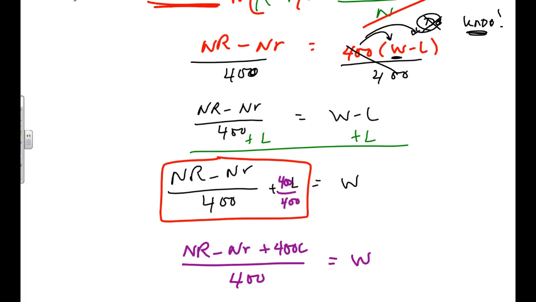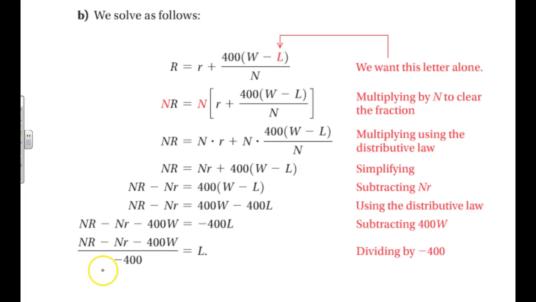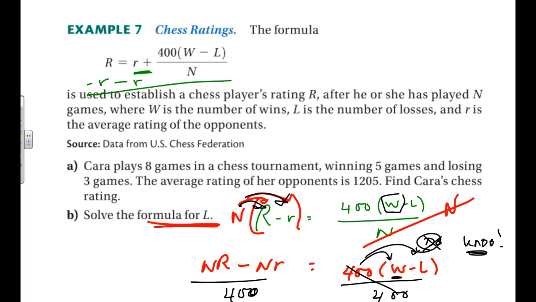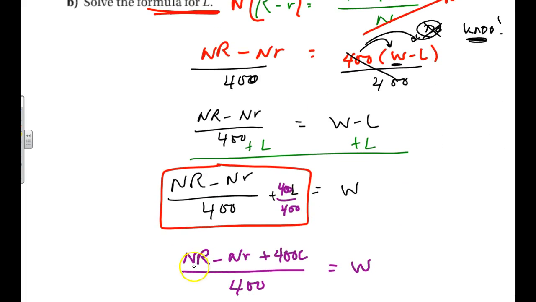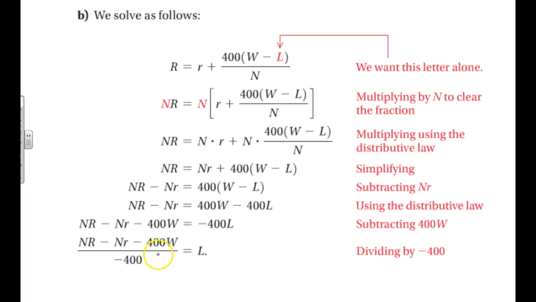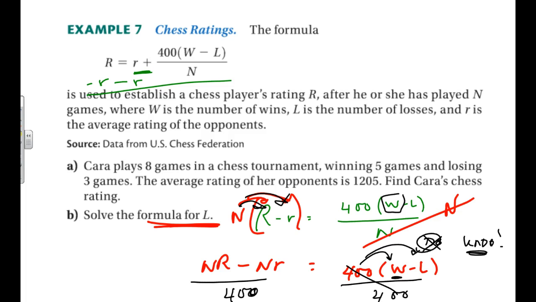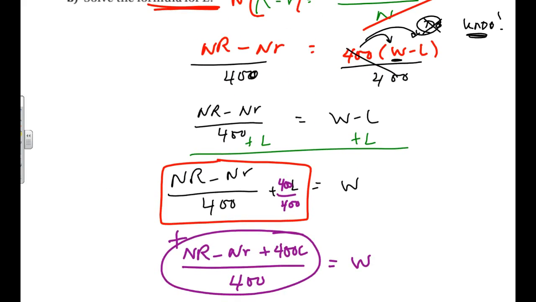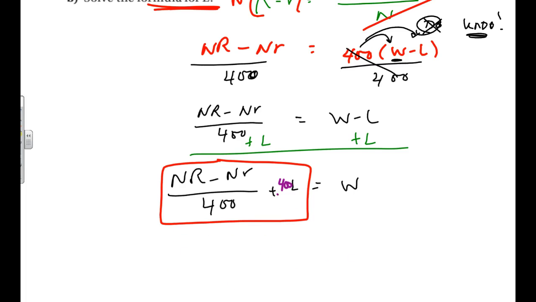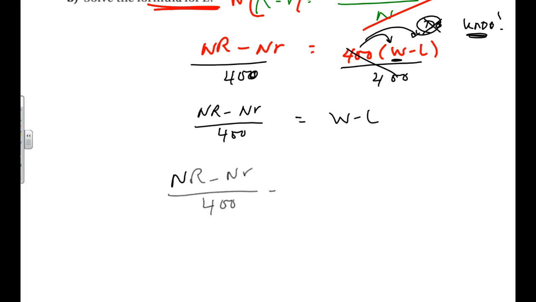So let's see what the author has, because I've got a mess here for a solution. Now listen, I've got a positive 400L. Oh, I was supposed to solve for L? Oh, I solved for W. Sorry. So solving for, well, it helps if I read the directions.